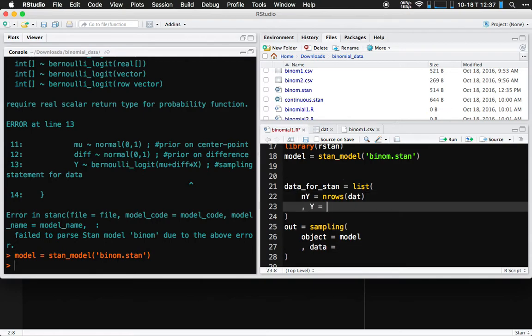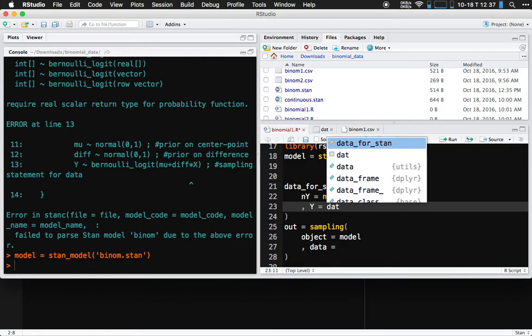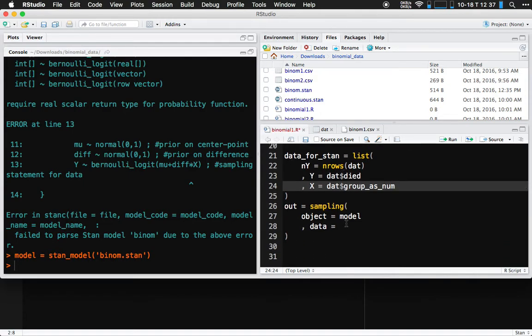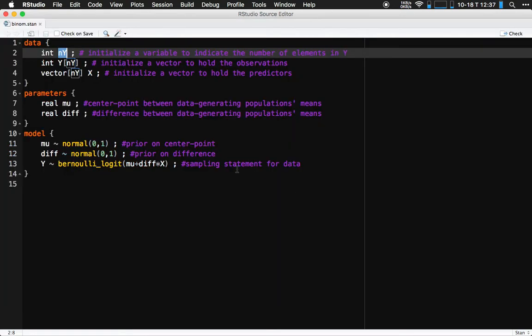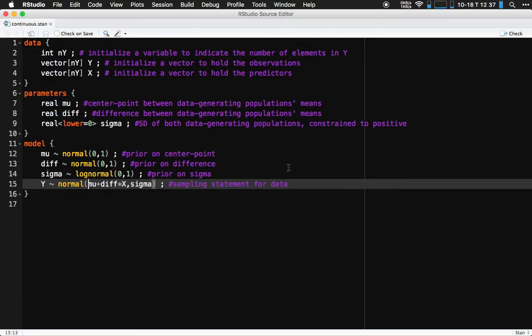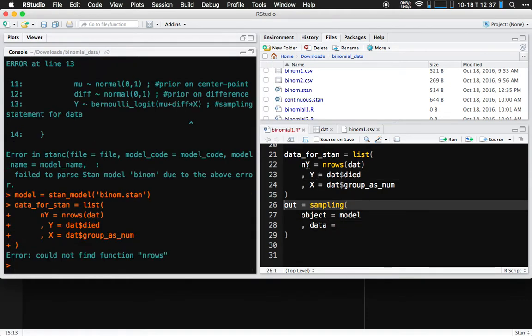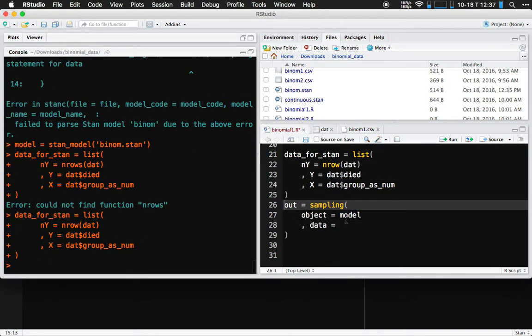Y is the outcomes, so it's dat died. And X is that group as num thing we created. So we're packaging up the data for Stan in the format it expects, NY, Y, and X. Oops, not n rows, n row. Having run that, I can say data for Stan. It's the thing I want to supply as the data for this sampling.